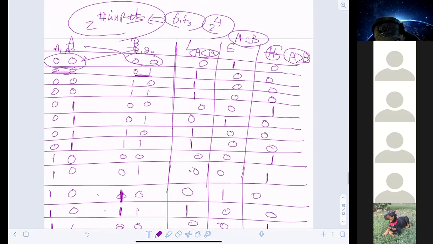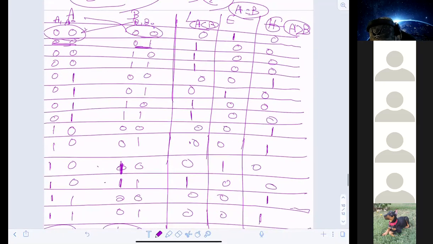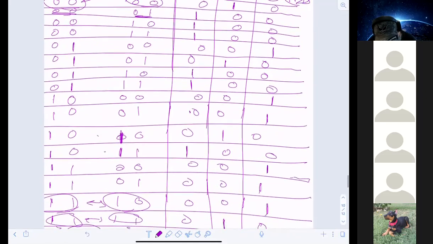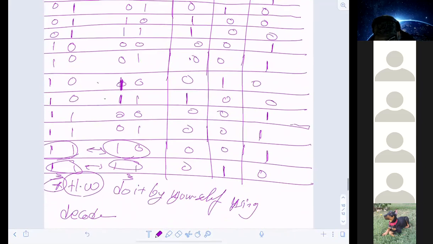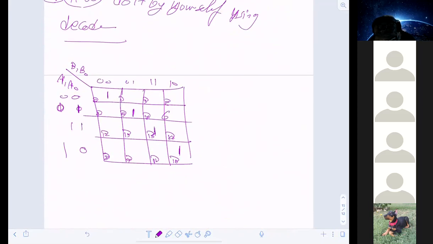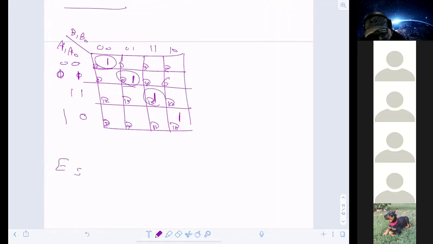Let's go for E. E is basically M0, right? Then M5, then M10, then M15. You see that? They're going to be 4 terms, right? So you can say E is equivalent. This is a group, this is a group, this is a group, and this is a group.